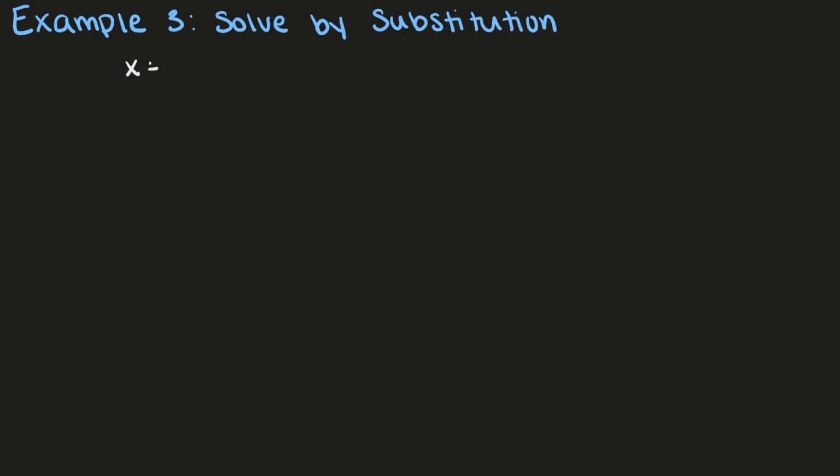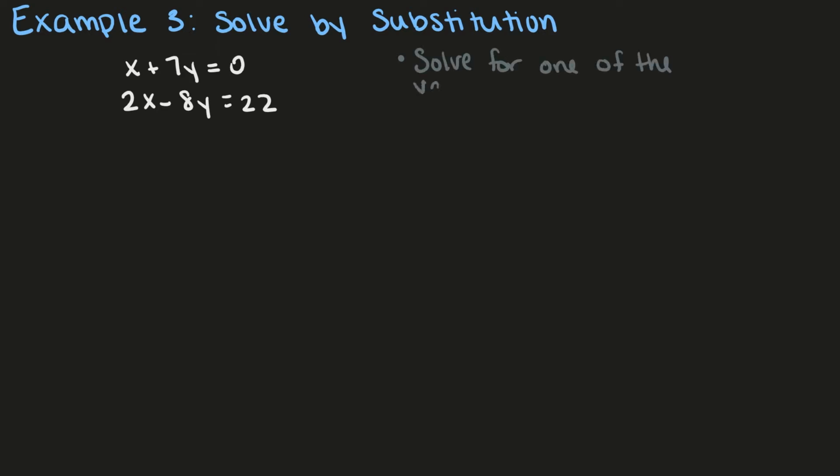Now let's look at a couple of examples solving by substitution. We have the system x plus 7y equals 0 and 2x minus 8y equals 22. First, we'll solve for one of the variables in one of our equations. Typically, you'll pick the equation where this is easier to solve for one of the variables. In this case, we'll use the first equation. In the first equation, let's solve for x.